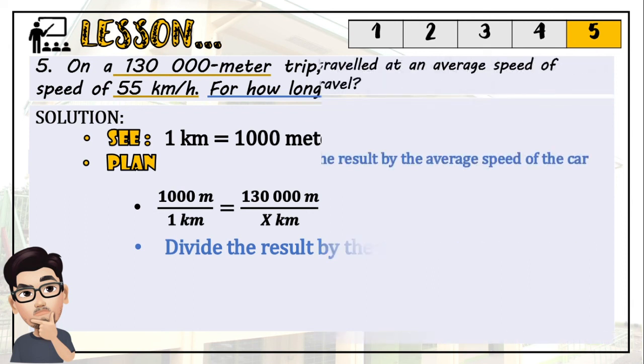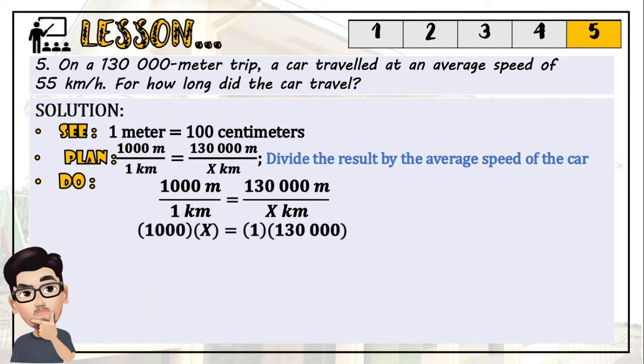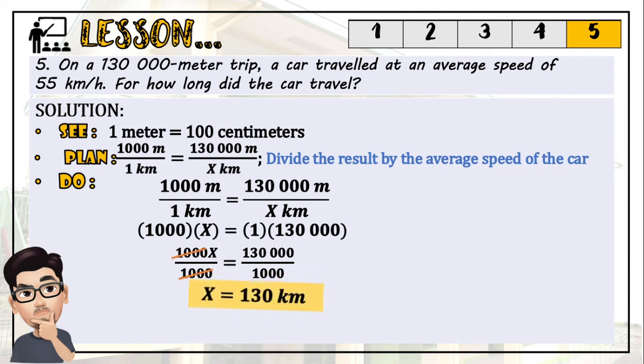Okay, now let's have the execution. So for the conversion, we have 1,000 over 1 equals 130,000 over x. Cross multiplying them, we will arrive at 1,000 times x equals 1 times 130,000. So we will have 1,000 x equals 130,000, and we will divide both sides by 1,000, so x will remain there, and our answer will be 130 kilometers. So the car traveled a 130 kilometer trip.